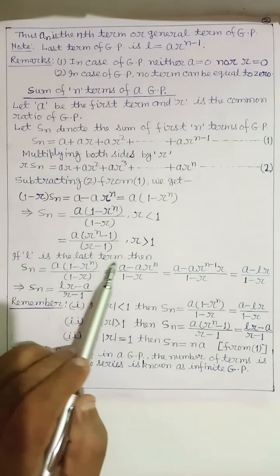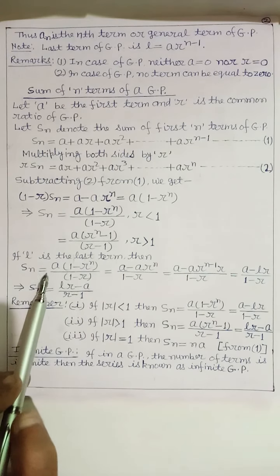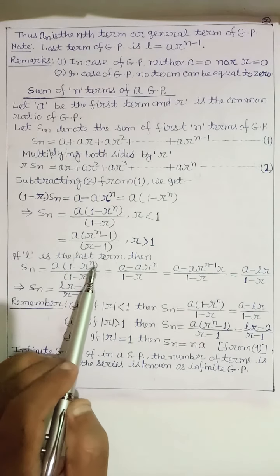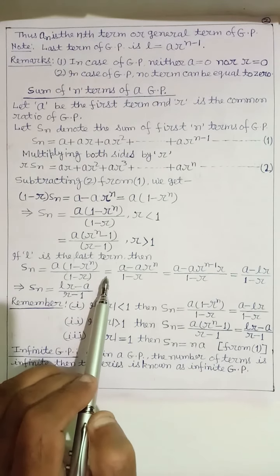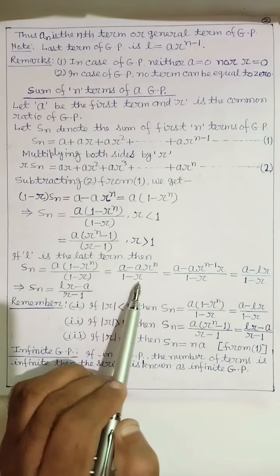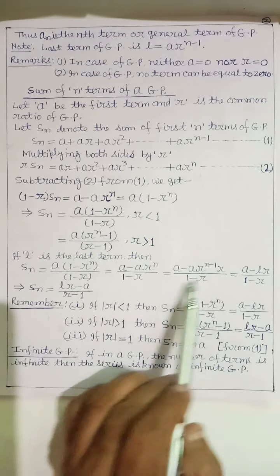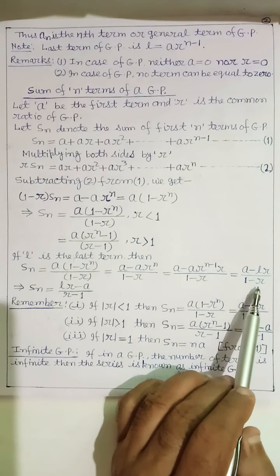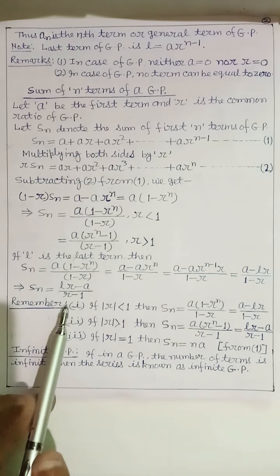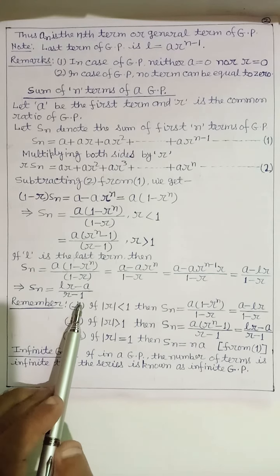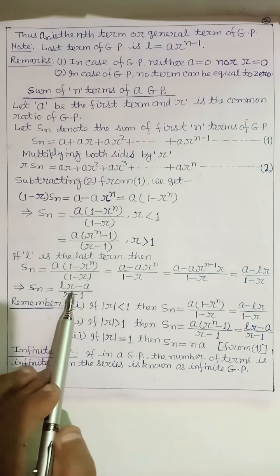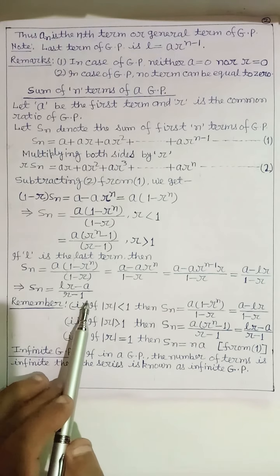If L is the last term, then Sn, the sum of n terms, is equal to A into 1 minus R to the power n by 1 minus R, and this is equal to A minus AR to the power n by 1 minus R, and this can be written as A minus LR by 1 minus R. So Sn equals LR minus A by R minus 1, meaning using the last term we can write the sum of n terms equal to LR minus A by R minus 1.